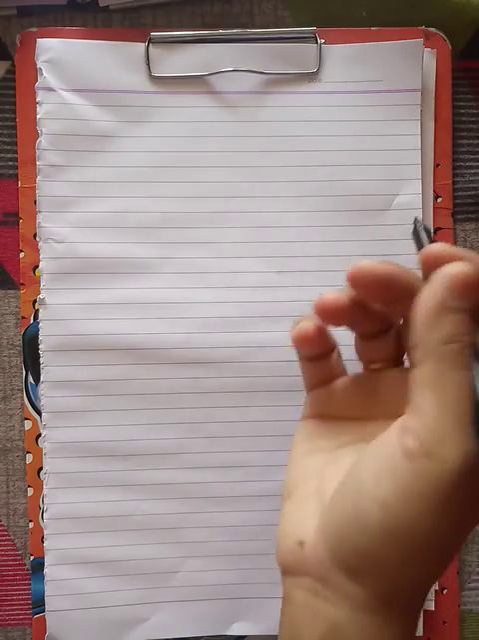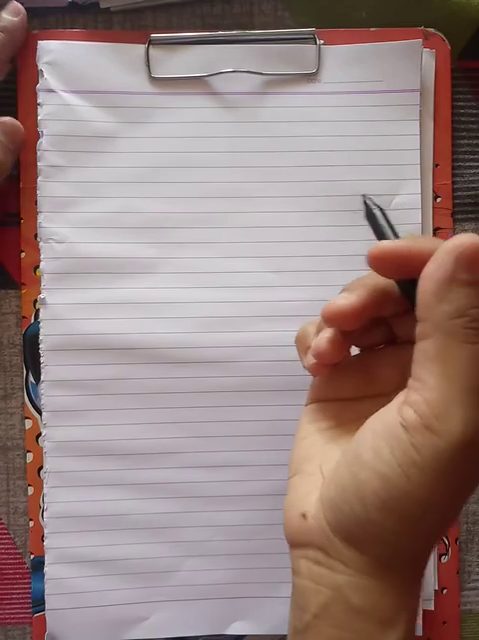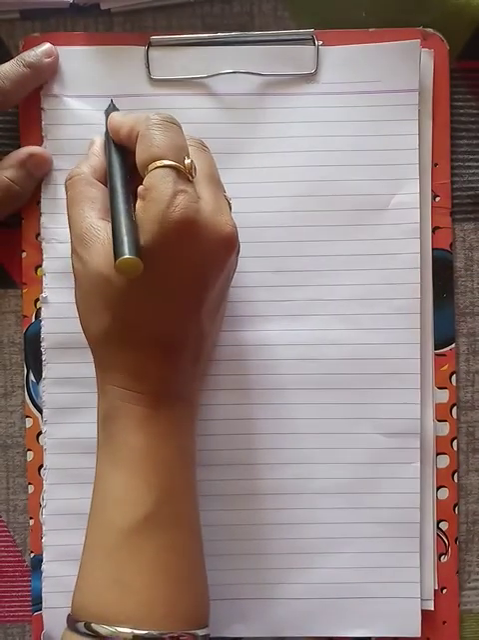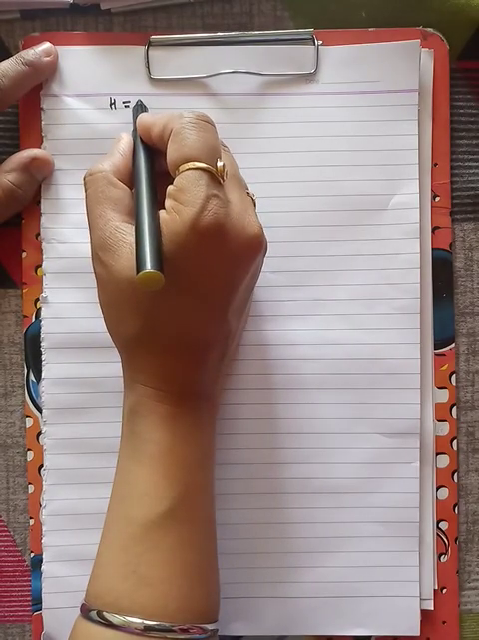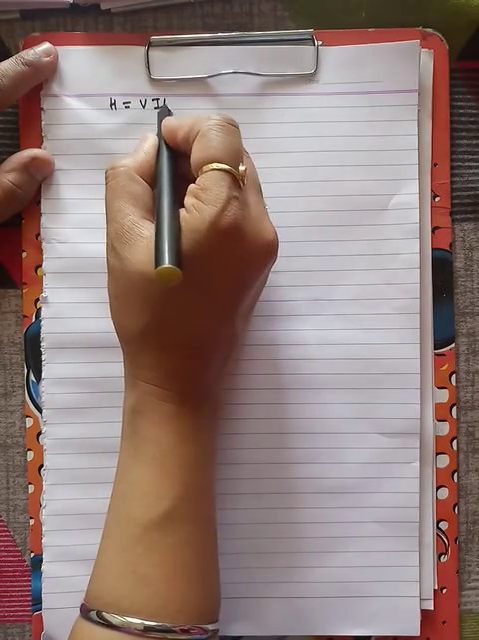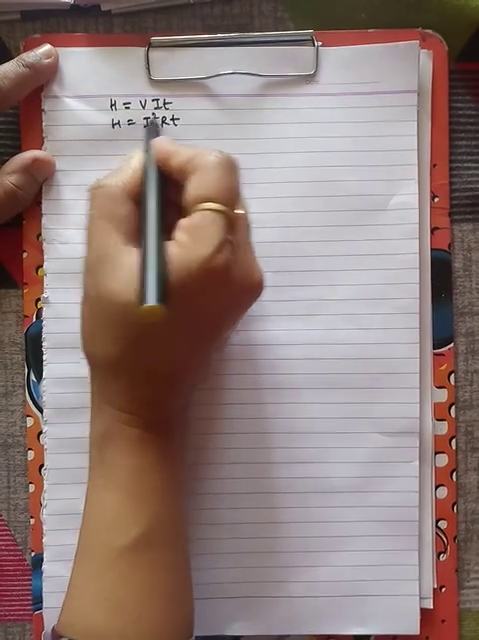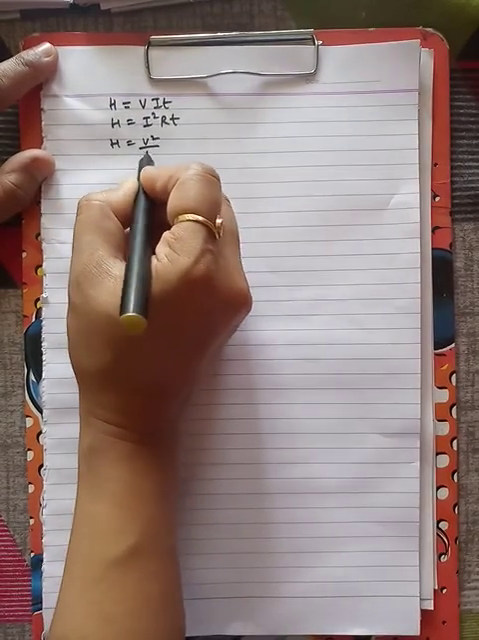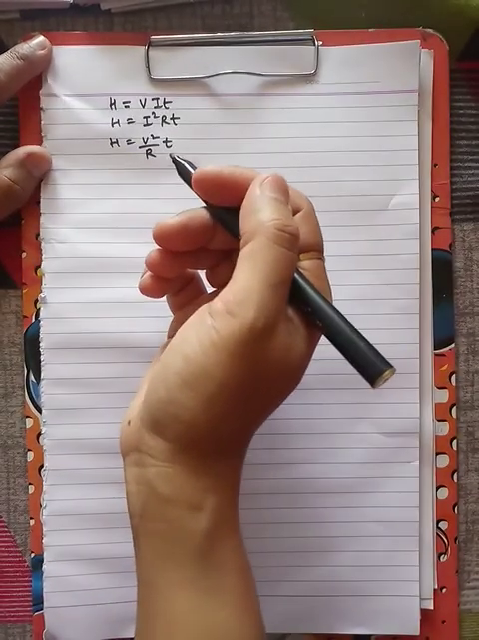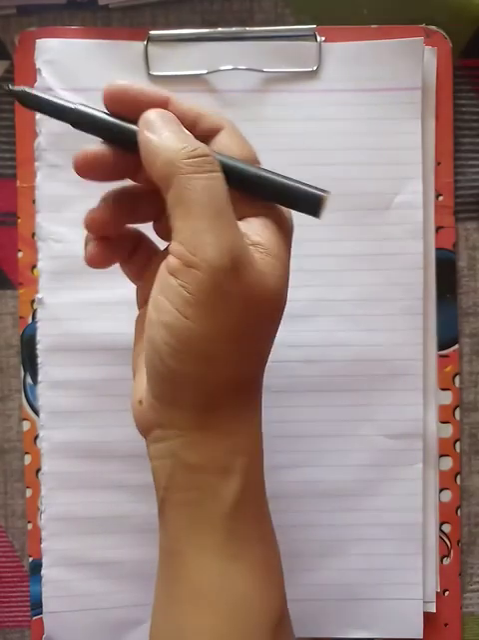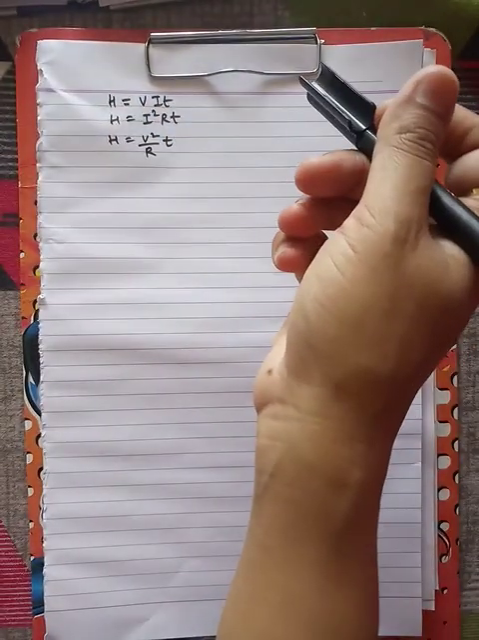Hello students, today in this video we will discuss the numericals based on heat, which has three formulas. We know H equals VIT, H equals I square RT, and H equals V square over R multiplied by T, right? So the first type of question based on heat I will consider from your worksheet.